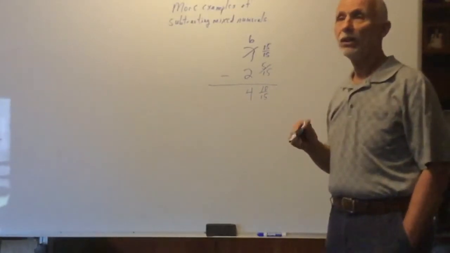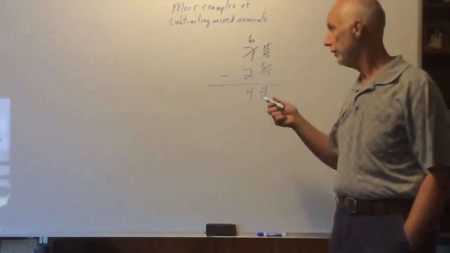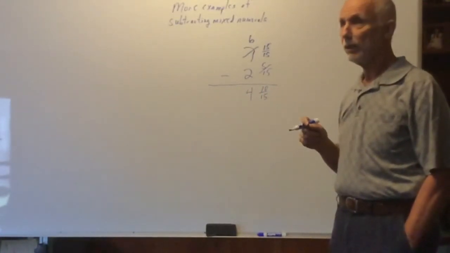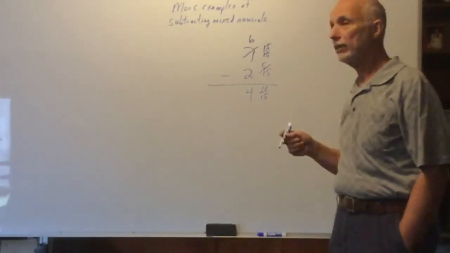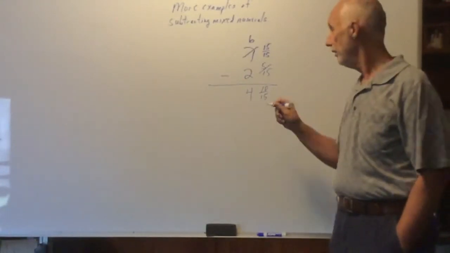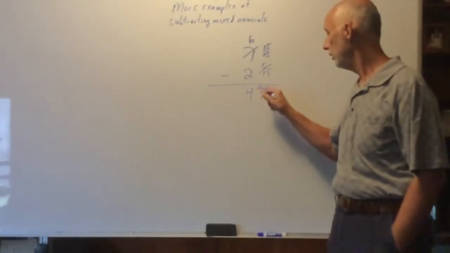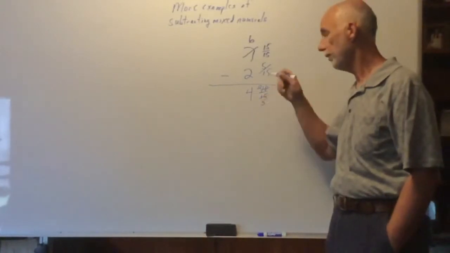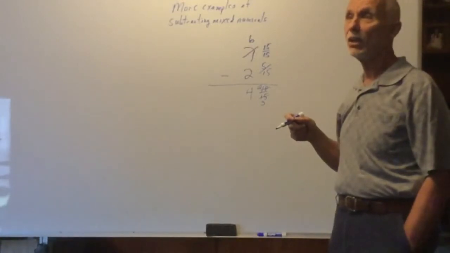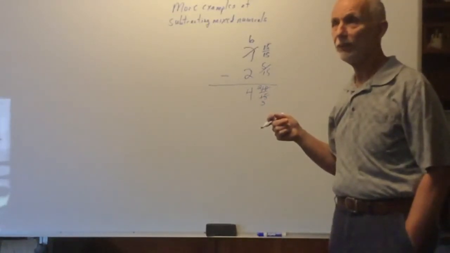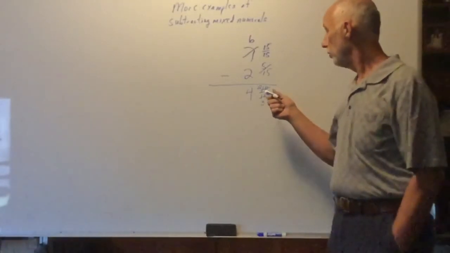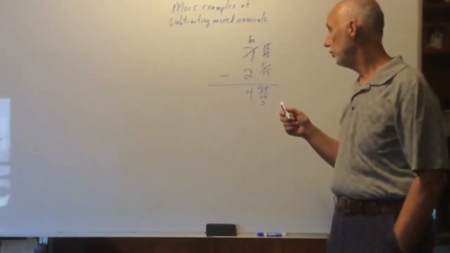Okay? Now, is it proper? Yes. 10 is less than 15. Is it simplified? No. Because something goes into 10 and 15 evenly. What goes into both 10 and 15 evenly? 5. 5 goes into 10 2 times, 5 goes into 15 3 times. And your right answer would be 4 2/3. Again, on IXL, maybe you shouldn't simplify. But when you take a quiz from me on Monday, you need to simplify. So my right answer is 4 2/3.